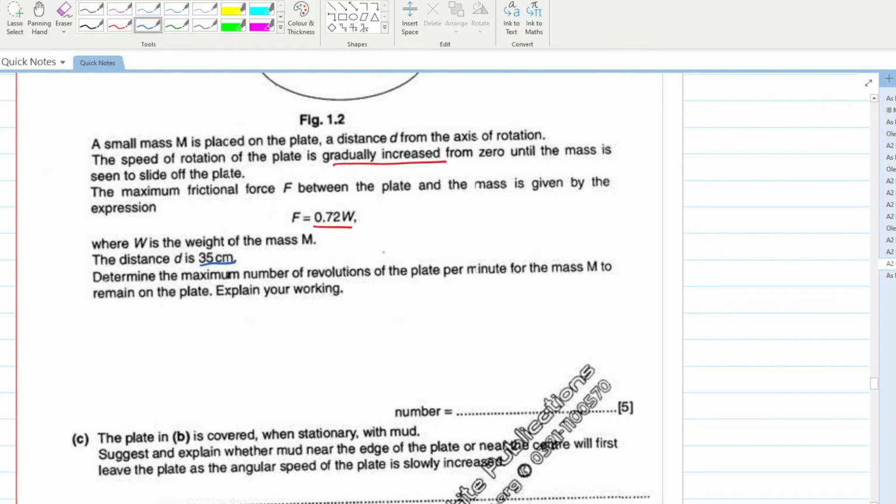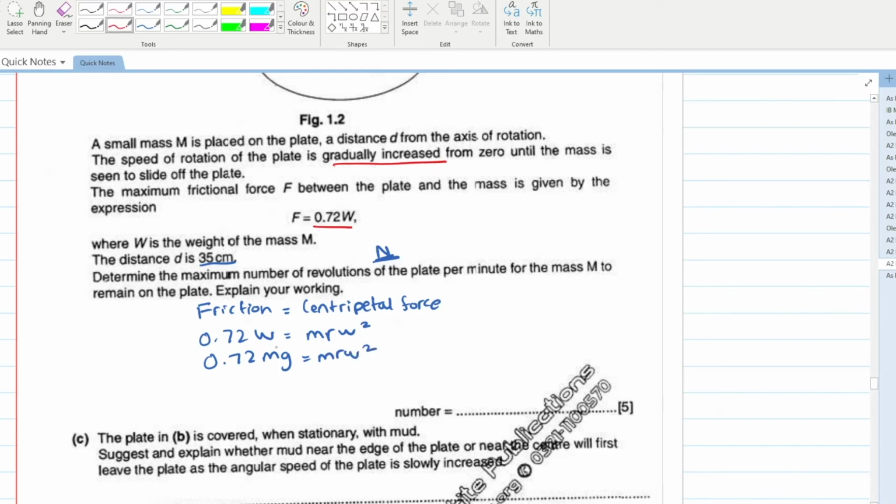Determine the maximum number of revolutions per minute for the mass to remain on the plate. You basically need to determine RPM, that is N. So frictional force is basically equal to centripetal force. Simple as that. What is the formula for friction? 0.72 W. What is the formula for centripetal force? mRW square. Can I break this weight down into 0.72 mass into gravitational field strength? Yes. Mass and mass will get cancelled out.